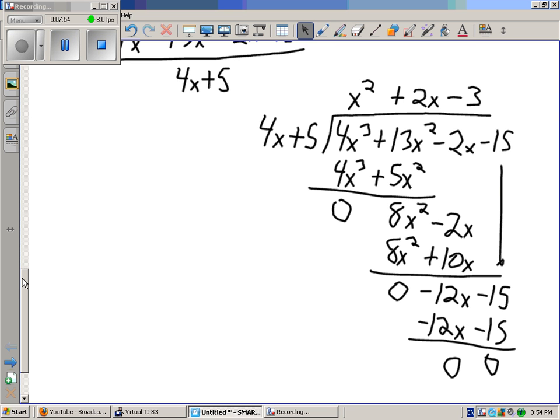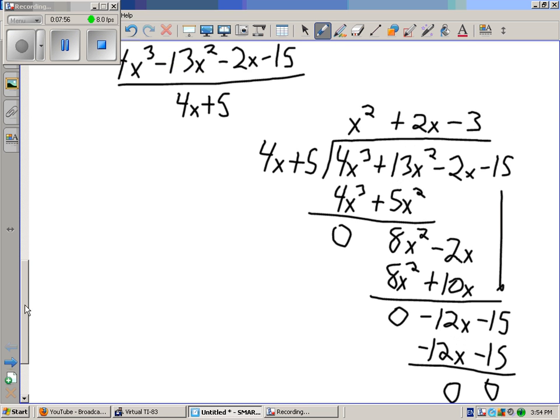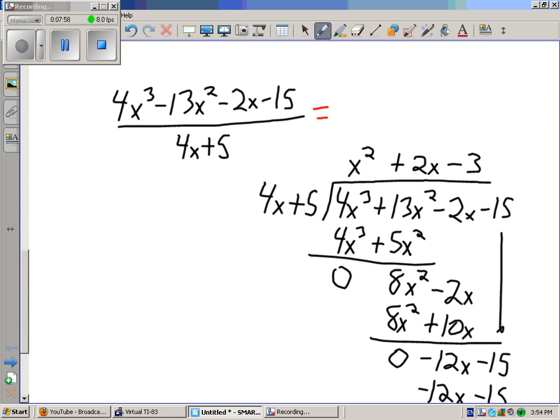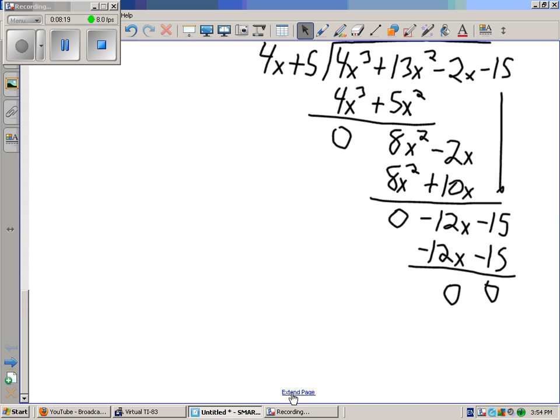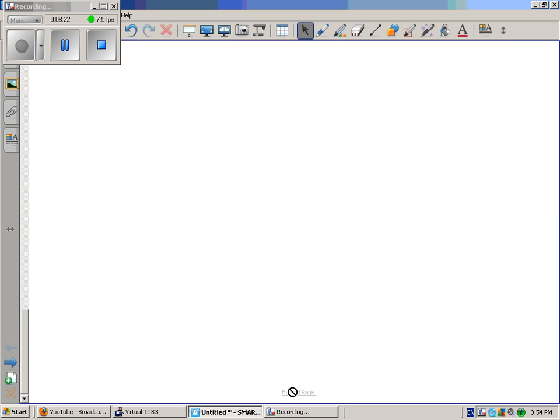So we get x squared plus 2x minus 3. Okay. So that's helpful. Now, that does not always mean that when we divide polynomials, we're going to get no remainder. In fact, oftentimes we do get a remainder. Here's an example of what we do when we get a remainder.